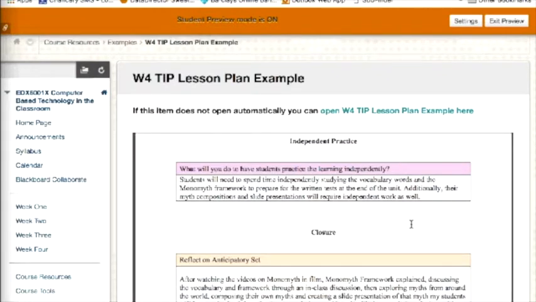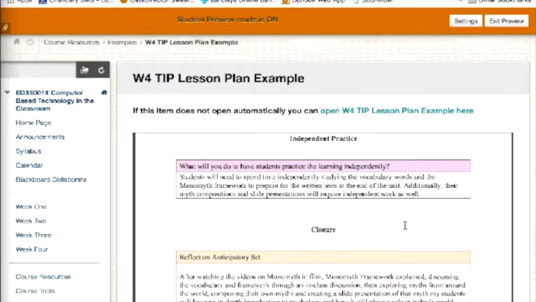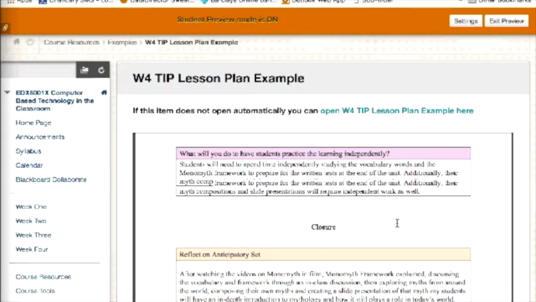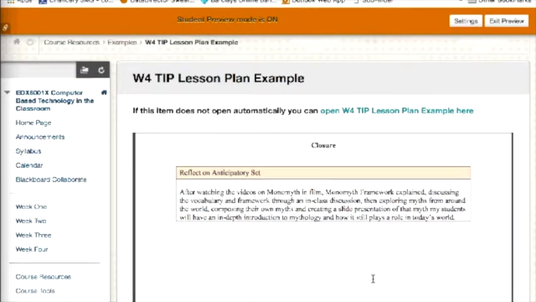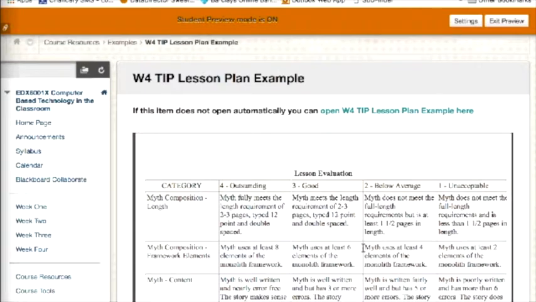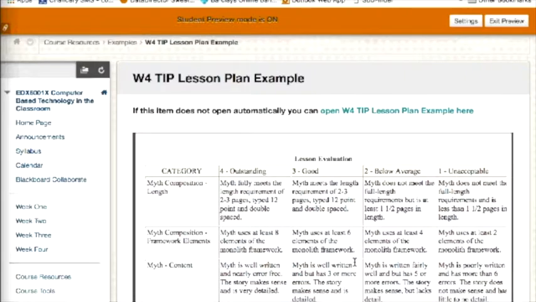All right. For the independent practice, you've got to identify where the students will be working on their own, not with the teacher helping them, but what they'll be doing by themselves. Then normal stuff: reflection, anticipatory set. That's normal lesson planning. And here you're going to copy and paste the rubric that you made on RubiStar. You can see what the rubric is going to look like when you paste it on there.